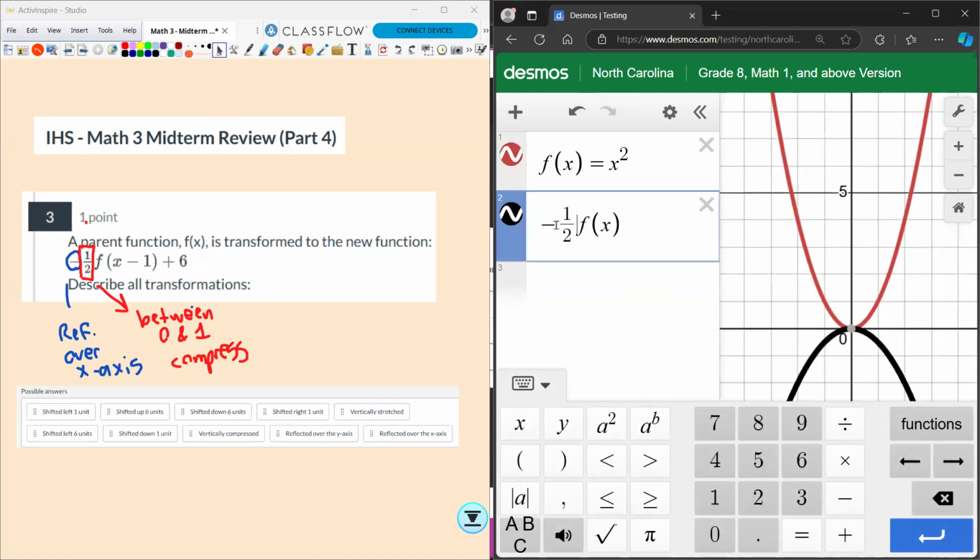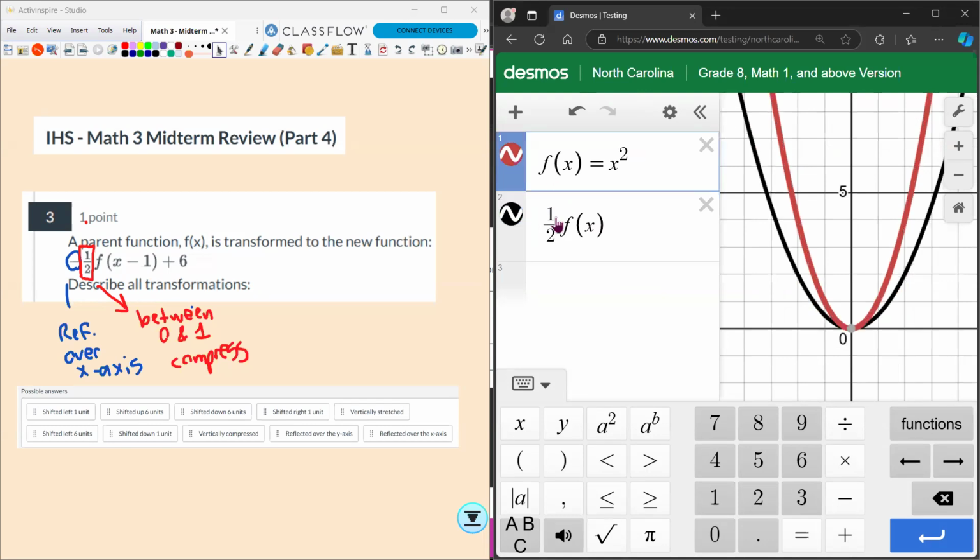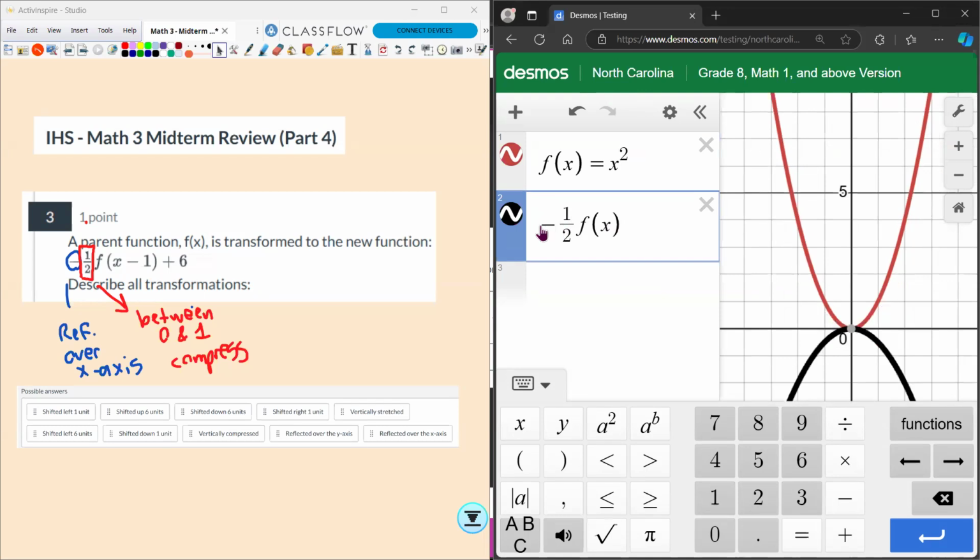In fact, let me take that negative off so you can see that comparison without the flip. So when I put a 1/2, it makes it wider. That's a vertical compression. Let's put that negative back on. In fact, we say compress because generally we work in the vertical. So it's going to be compressed vertically, vertical compression.